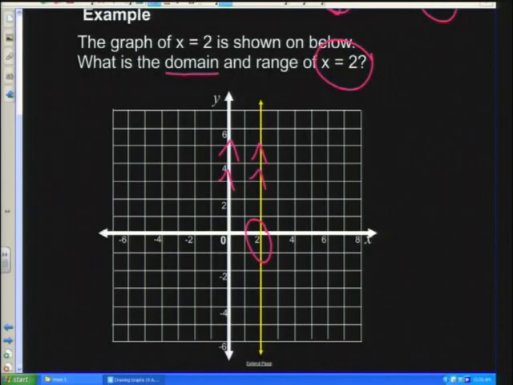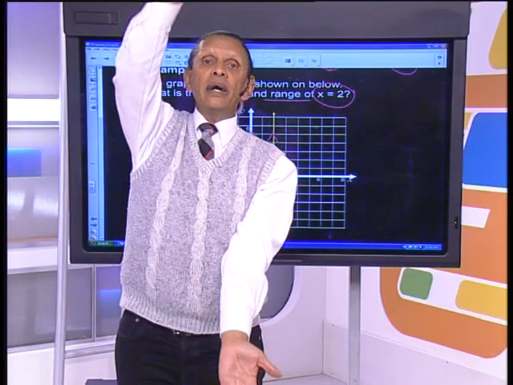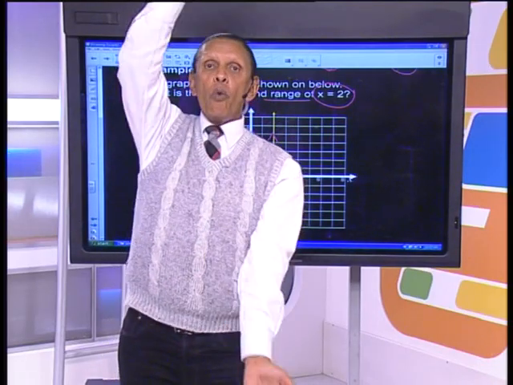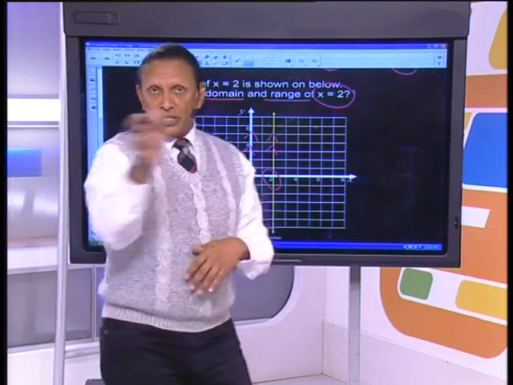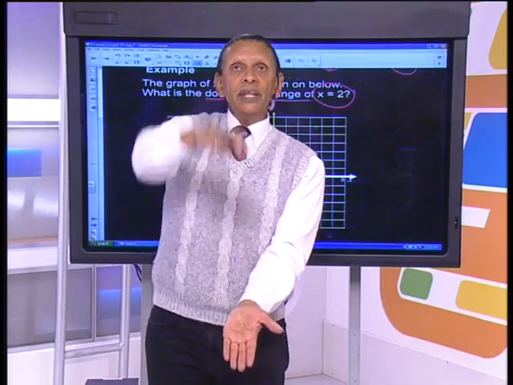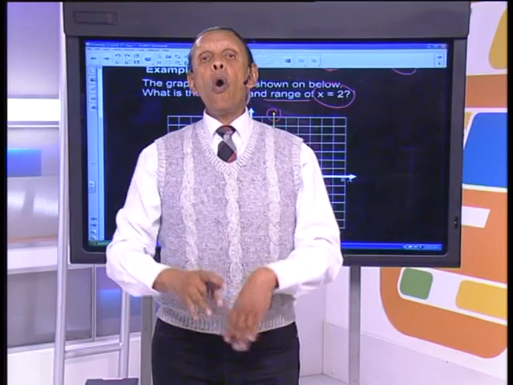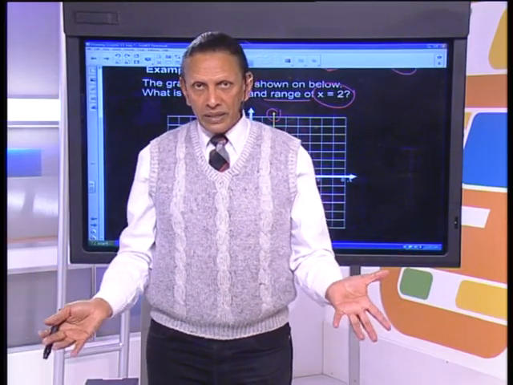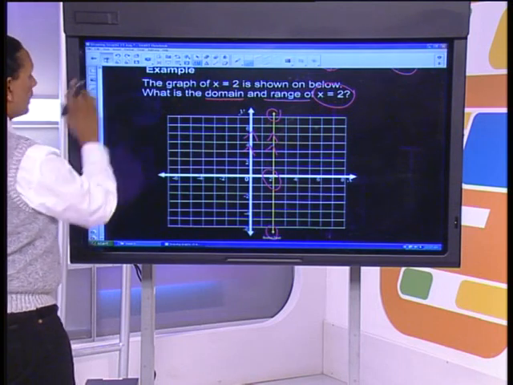Now, domain and range. The domain of a graph is the x value, and the range will be the y value. So domain is the x values and range will be the y values. Now this graph, you'll notice there's no domain, right? There's no domain because it's a vertical graph. So there's only a range. And the range, you will see, it is an arrow up there, an arrow up there. So therefore, it is all the real values, right?